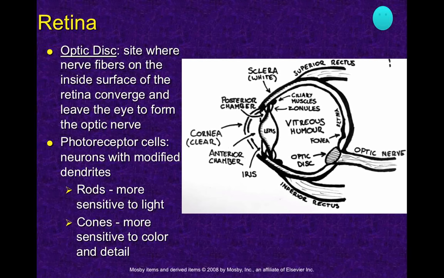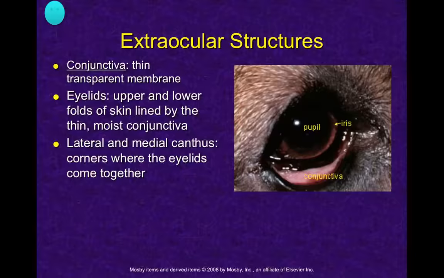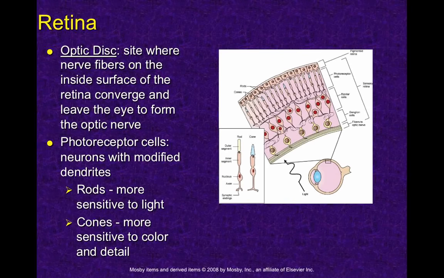And then we talked about the fovea earlier. So the retina, we're just carrying on. The optic disc is the site where nerve fibers on the inside. I already just mentioned this. This is just a different picture. And that's just noting this is the nerve itself. And rather than have the finger-like projections of the dendrite, the end of the dendrite is formed into a cone or a rod shape.